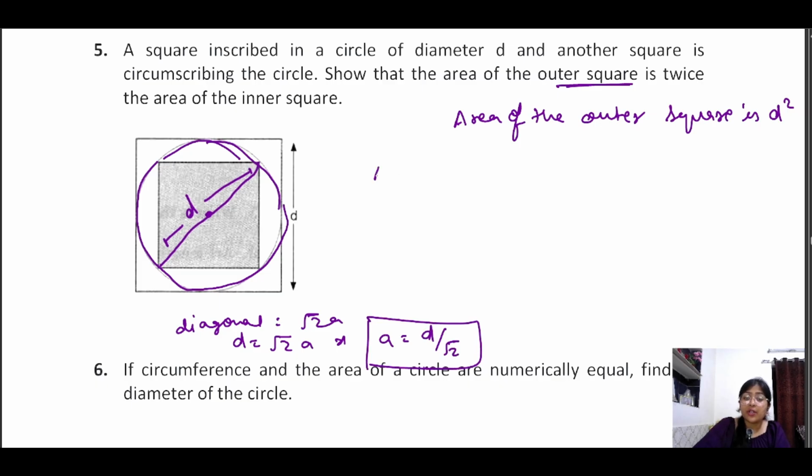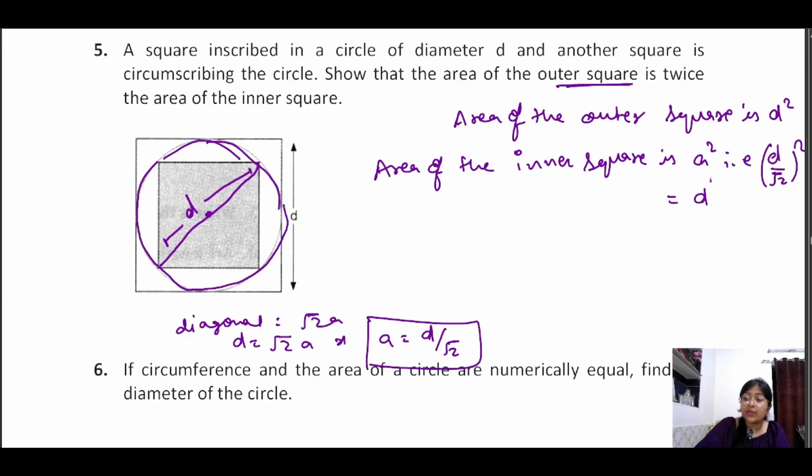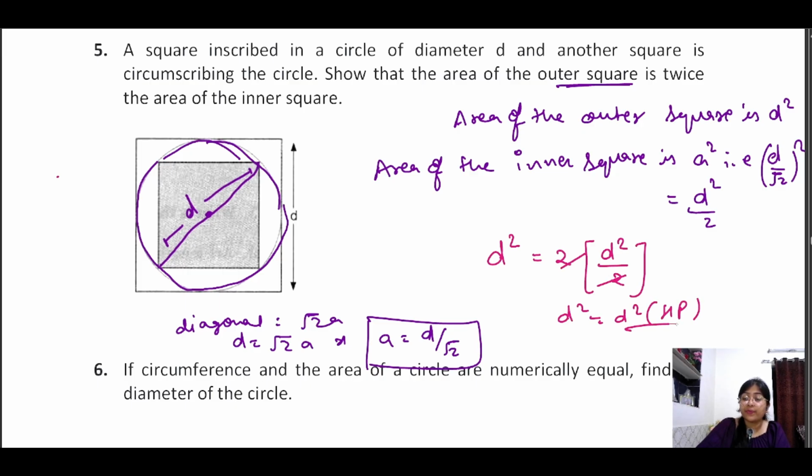So the area of the smaller square, the area of the inner square, is a square, that is d by root 2 whole square, which also equals d square by 2. Yes or no? Yes. What we need to show is that the area of the outer square, d square, is twice the area of the inner square. Hence proved. The question is clear to you, learners? Okay, should we move forward?